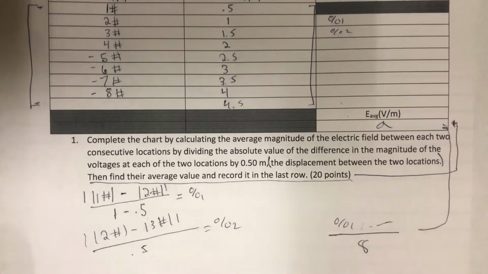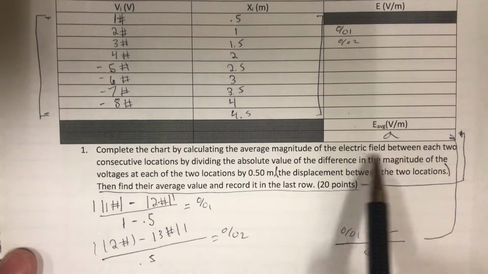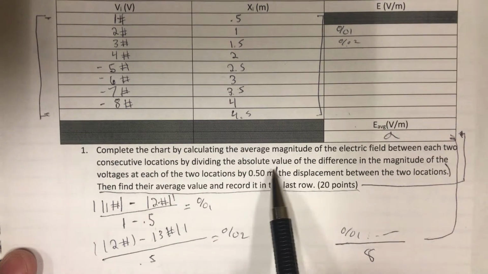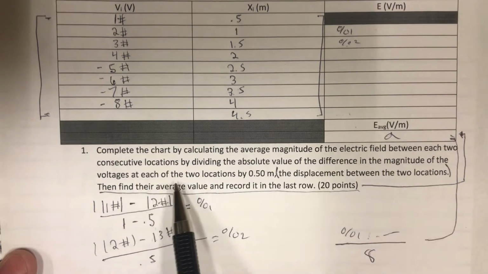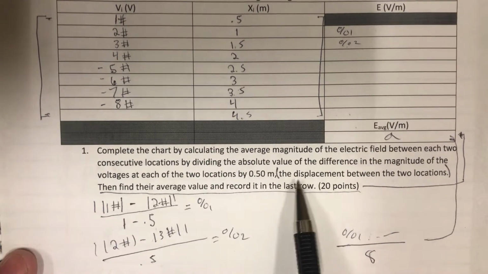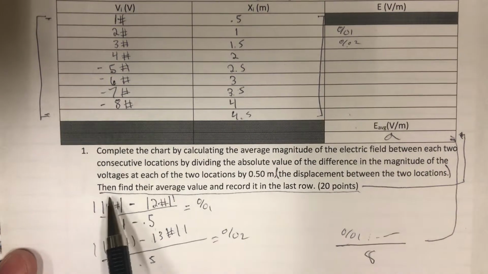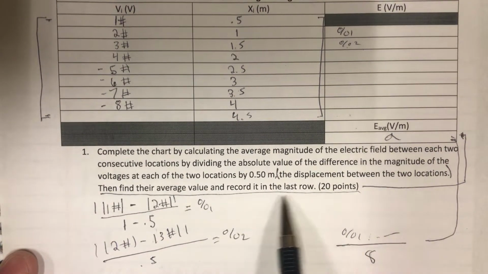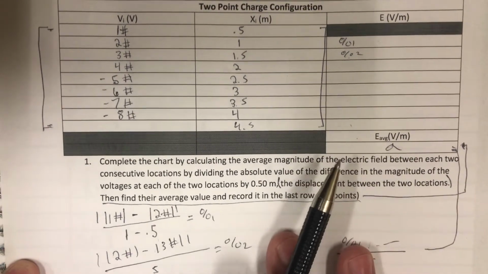So the first question says, complete the chart by calculating the average magnitude of the electric field between each two consecutive locations by dividing the absolute value of the difference in magnitude of the voltage at each of the two locations by 0.5. I should have put this in parentheses. That is your displacement between the two locations. Then find their average value and record that in the last row. So this is going to be your major points.